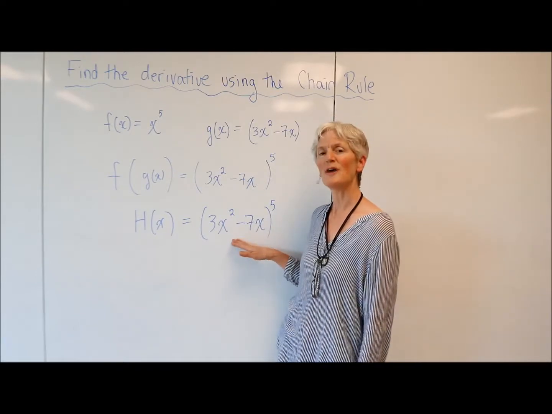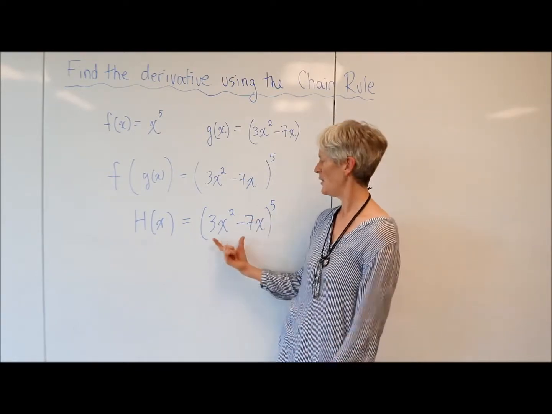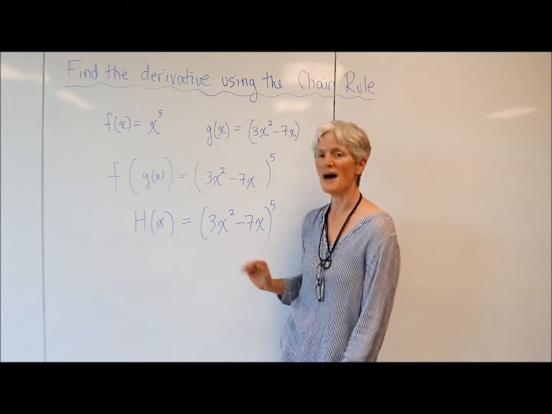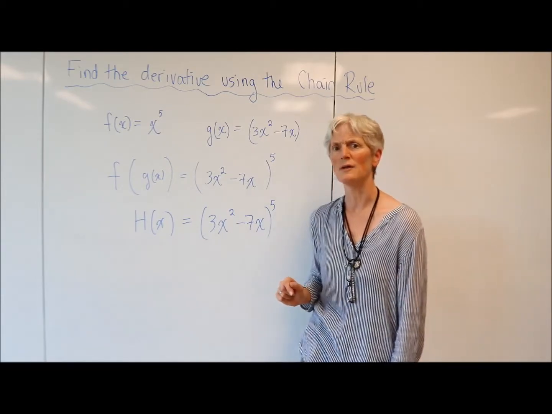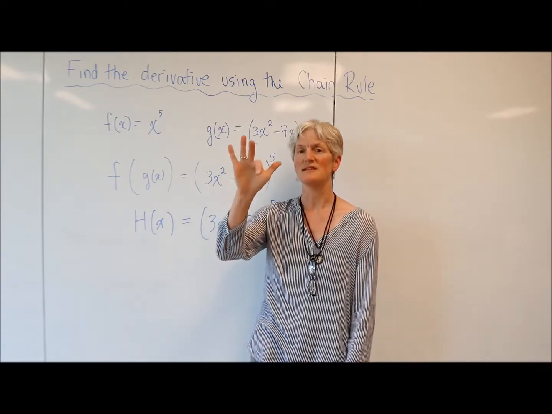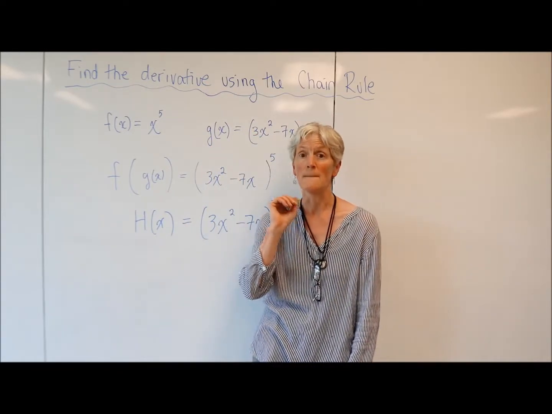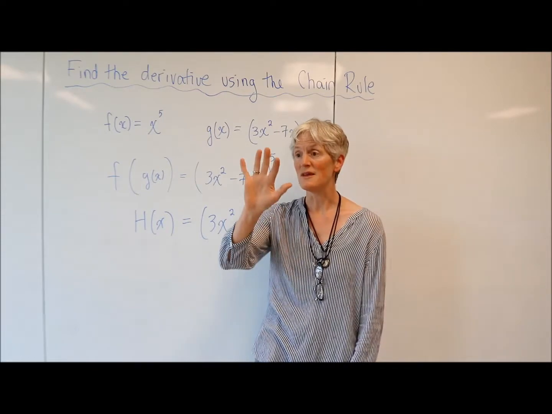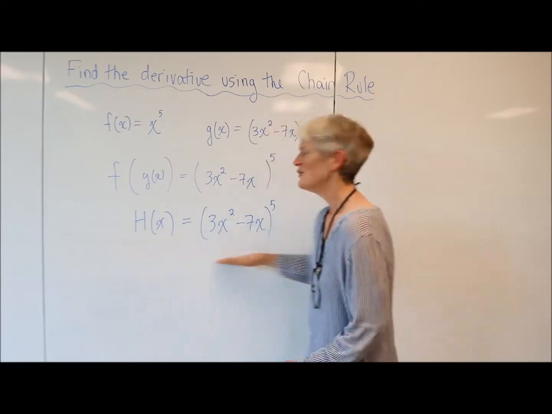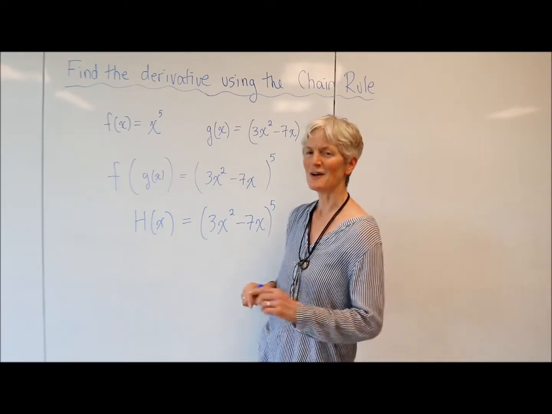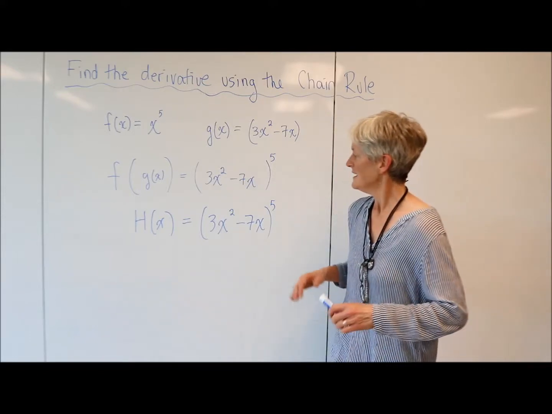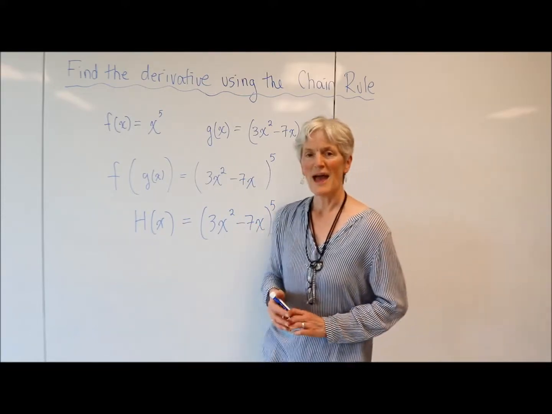So if you haven't tried this already, pause the video, write out 3x squared minus 7x times itself 5 times and use the product rule. A prime times b times c times d times e plus b prime times a times c times d times e. You're getting the idea? Do that and see if you can discover the shortcut for the chain rule. All right, so let's say we have done this.